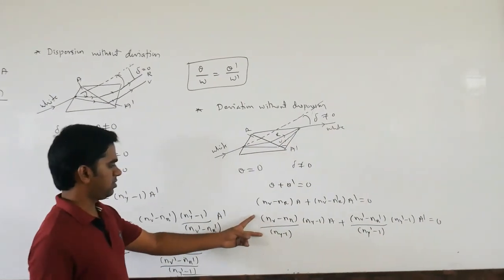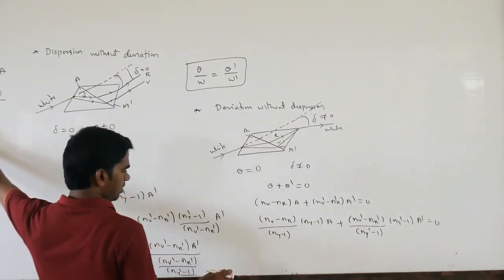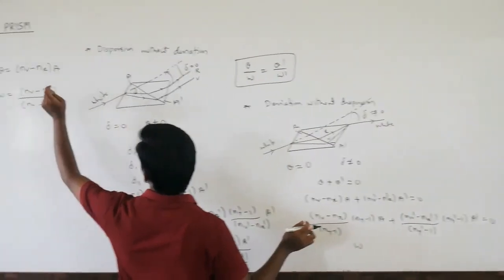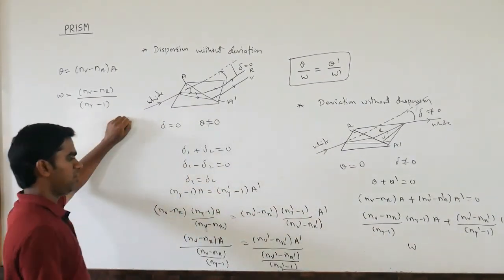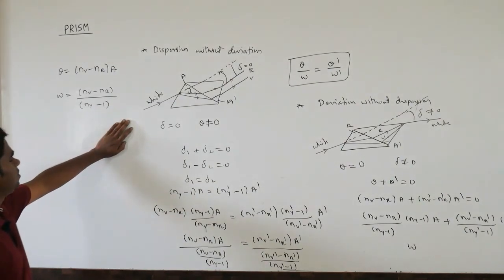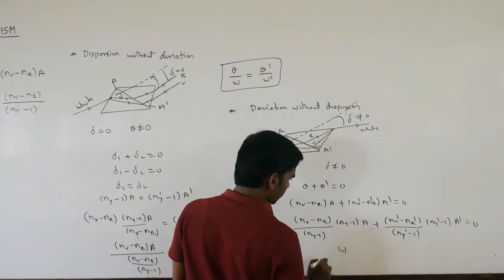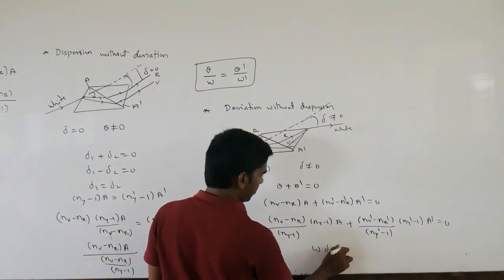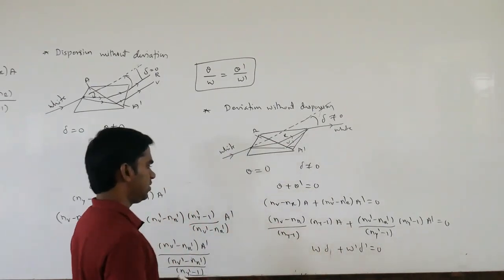So what is this? This is nothing but omega, and this is nothing but delta, NY minus 1 into A. So the condition is delta times omega plus delta dash times omega dash equals 0.